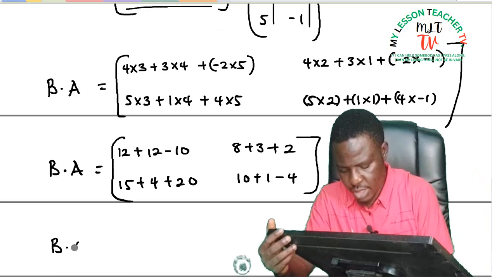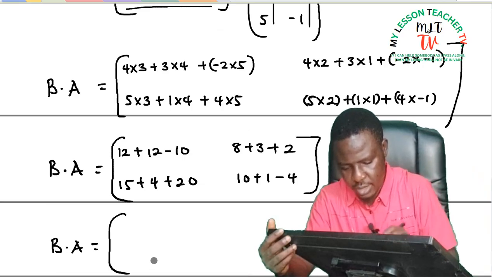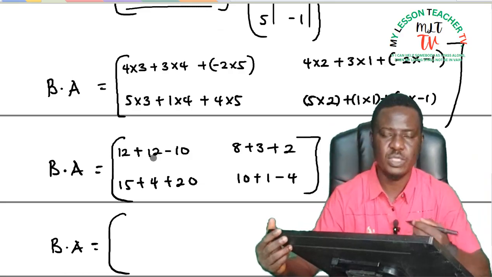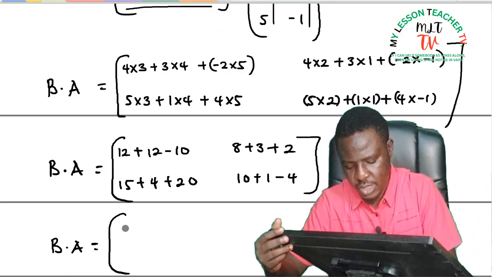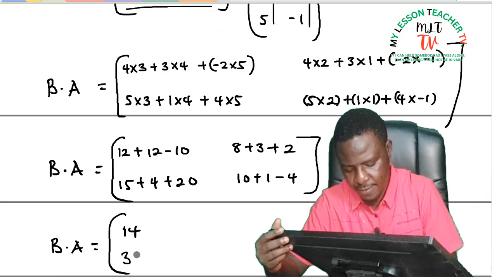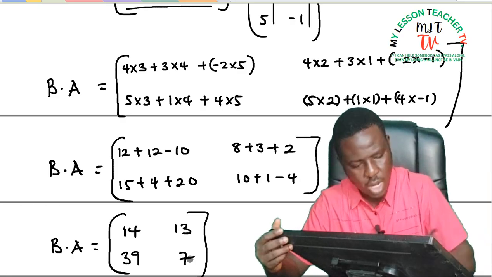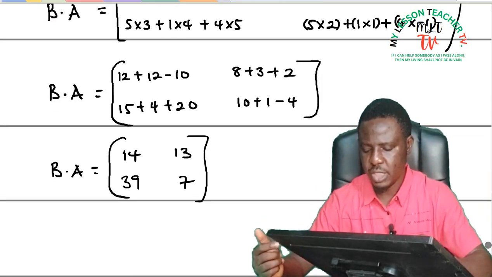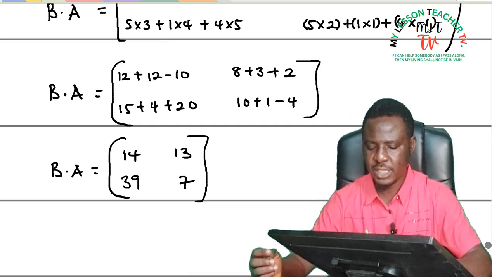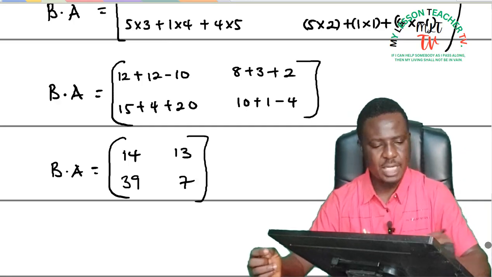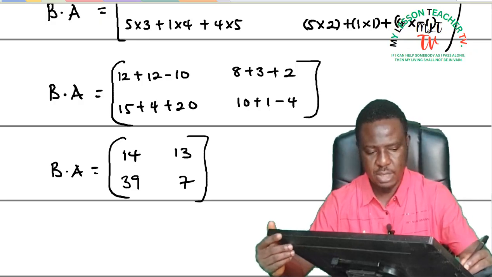So that B dot A is 12 plus 12 is 24. 24 minus 10 is 14. This is 19. 19 plus 20 is 39. And this will be 13. Well, this is 11. 11 minus 4 is 7. So our BA is a matrix with elements 14, 13, 39, 7. So this is what you will get.